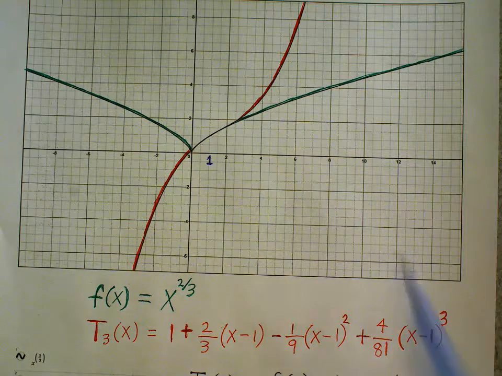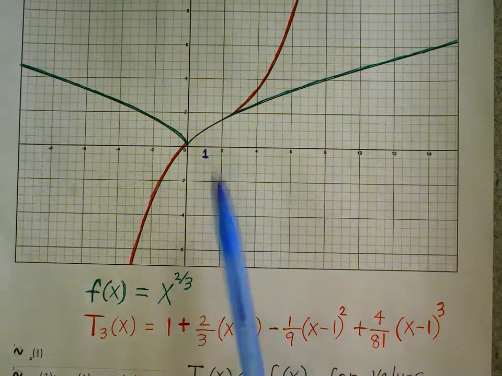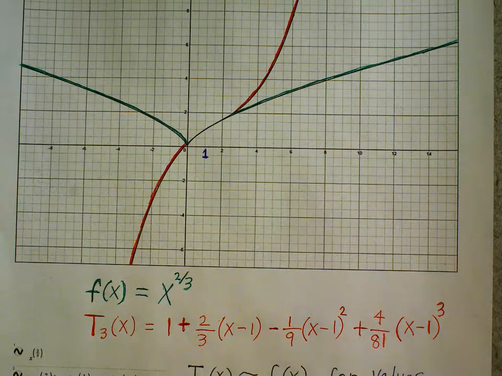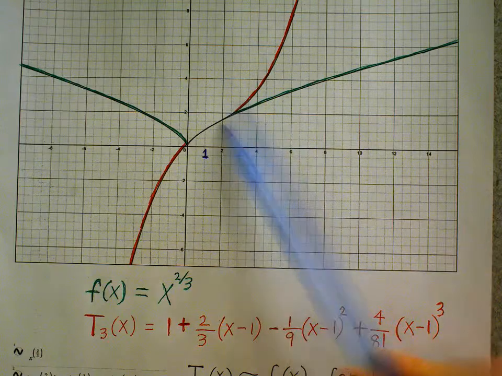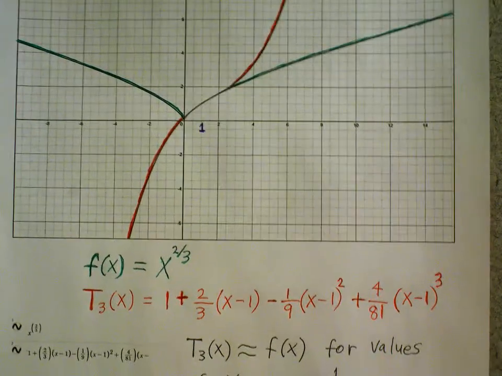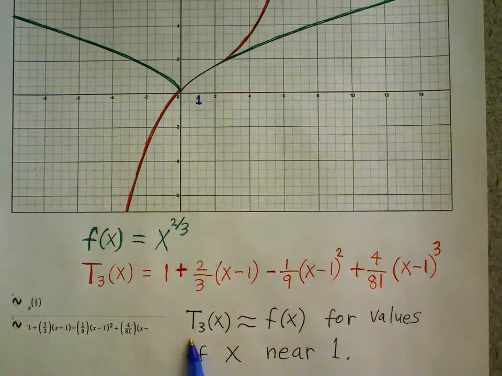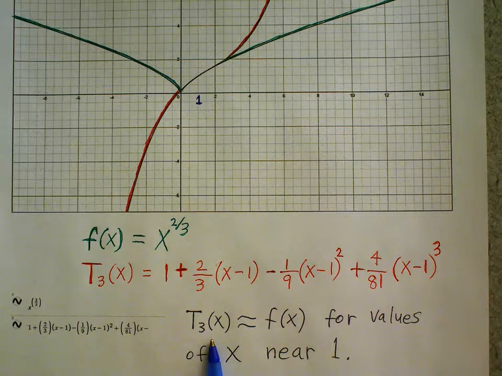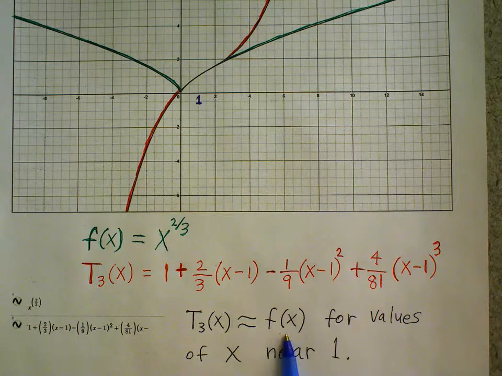And you can see, well, we do know that the two functions are exactly the same at x equals 1. But for values of x near 1, the Taylor polynomial is a good approximation of the original function. So to reiterate, the third degree Taylor polynomial t sub 3 of x is very close to f of x for values of x near 1, as you can see in the graph.